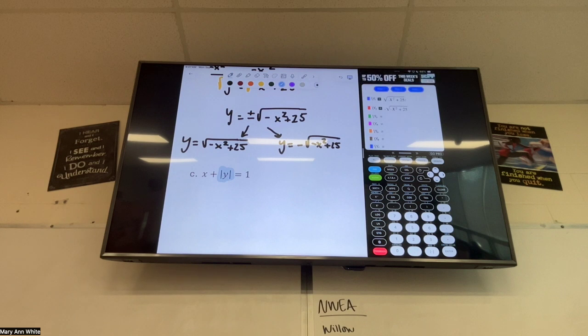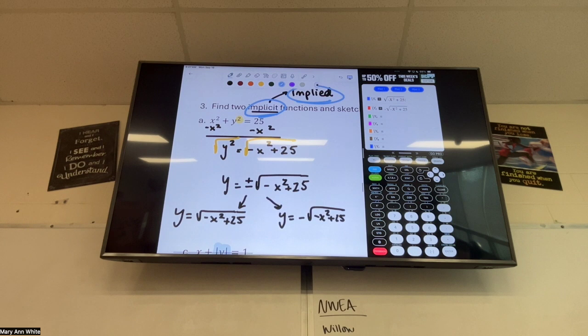I think I have it all set up already. So we're going to put in one of my y's, in my y1, I'm going to put square root of negative x squared plus 25. And the other one, I'm going to do negative square root of negative x squared plus 25.